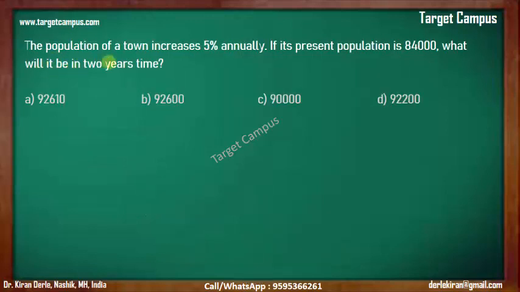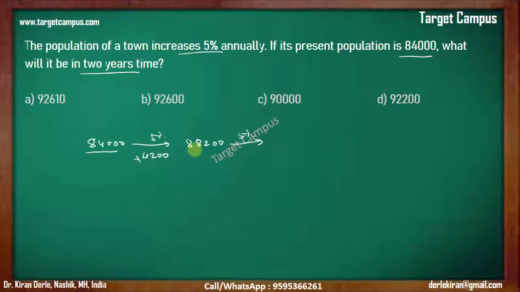Hope you understand. The population of a town increases 5% annually. If its present population is 84,000, what will be the population after 2 years time, right? Pretty much simple, guys. Let's go with this only. 84,000 is the original population, right? It got increased by 5% in the first year. So 10% of this is 8400. So 5% will be 4200. This would become 88,200, right?